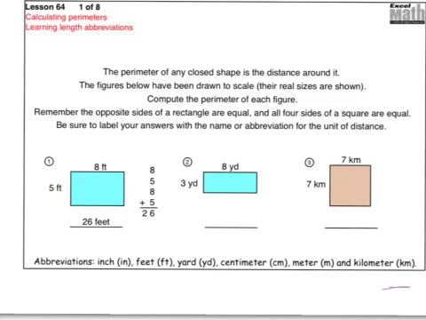All right, here we go with fourth grade Excel lesson number 64. We're going to be learning about perimeters today. This should be a review for many of you. And we're going to learn about some abbreviations for measurements.